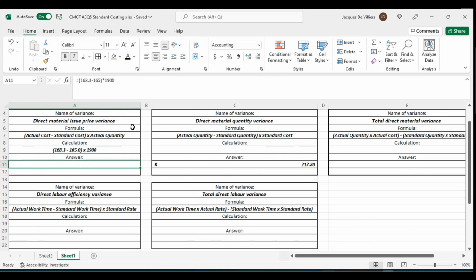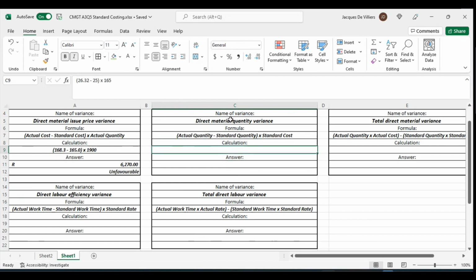So if I then do that, I get an answer of 6,270. And because we are starting with the actual and we minus the standard, if I then get a positive value, it means that the actual is more than what I planned. And therefore I now say that 6,270 is unfavorable. So in total, I'm saying that I spent 6,270 more on direct material than I planned. I don't want that answer in there yet. I'll put it in there.